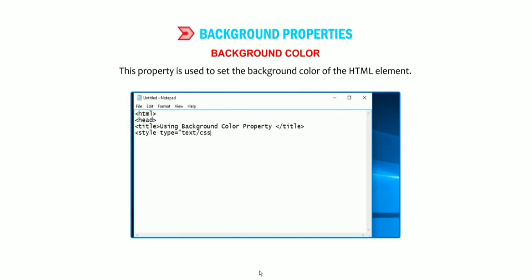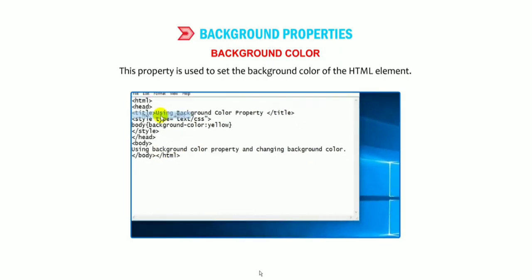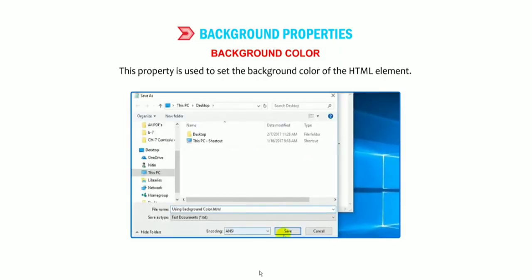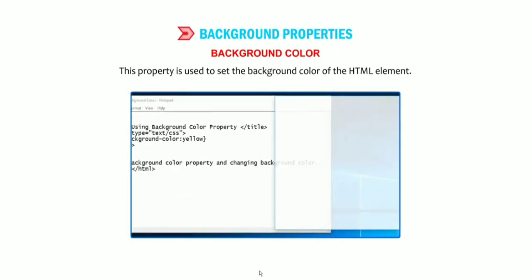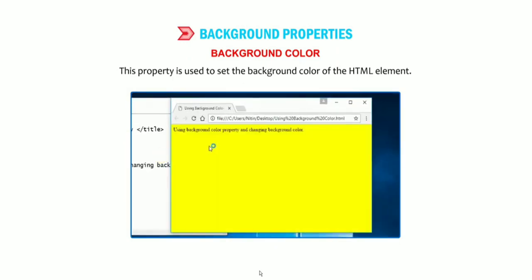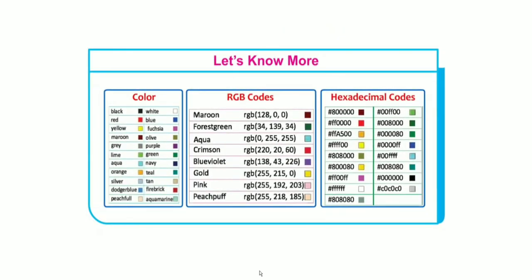This is how you can write the program. Background color: whatever color you want to give, you can make a choice and give it. This is the selector, property, and value. And then you need to close the program, body and then HTML closed. And then save the file, with whatever name you want to give, and then you can run it in Chrome. And this is what the result will be. Let us know more: color, RGB color, hexadecimal code.